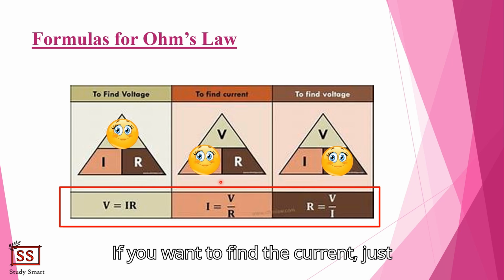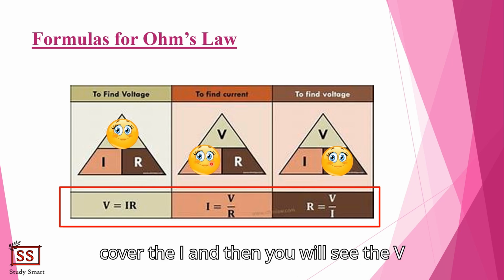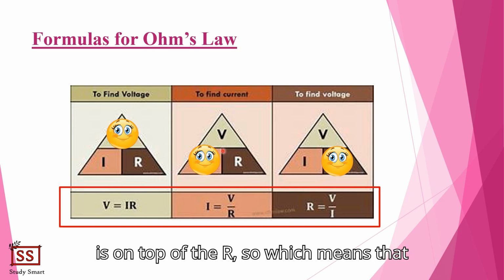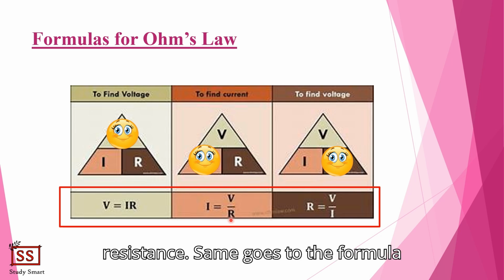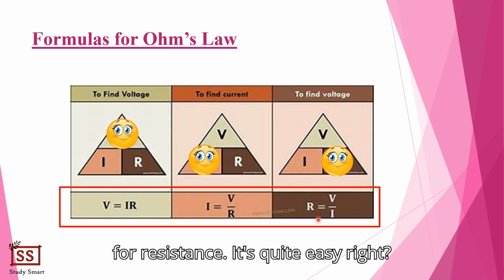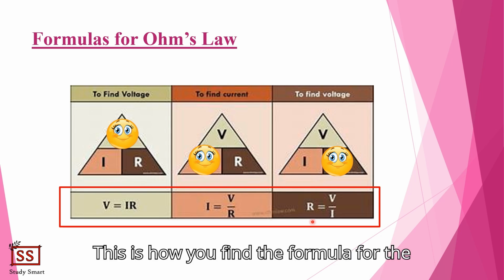If you want to find the current, just cover the I and then you will see the V is on top of the R. So that means in order to find the current, you need to take the voltage divided by the resistance. The same goes for the formula for resistance. It's quite easy, right? This is how you find the formula for Ohm's law.